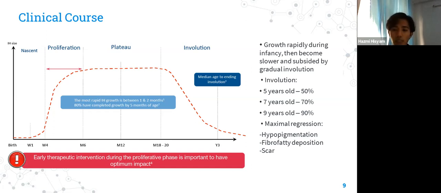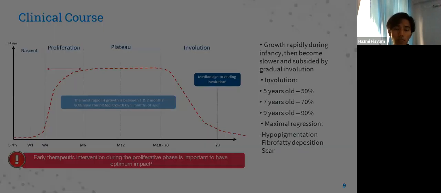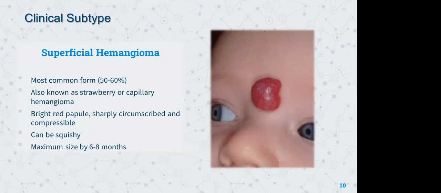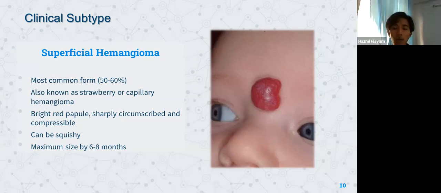And the signs of maximal regression are hypopigmentation, fibrofatty deposition, and also scar. So then we move to the clinical subtypes of hemangioma. The first type is the superficial hemangioma. It is the most common form, which is about 50 to 60%. It is also known as strawberry or capillary hemangioma because of its look. It looks like a bright red papule.